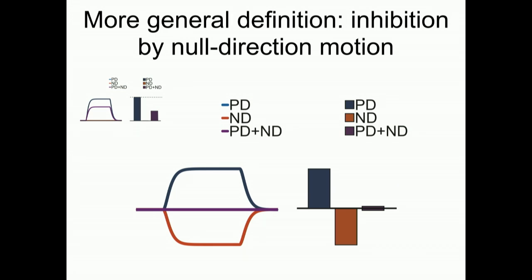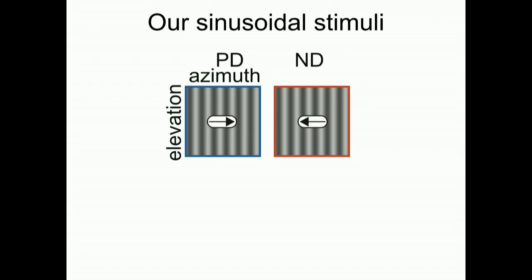So here would be a more classical opponent response where we have a deflection in one direction in the preferred direction stimuli. We have a decrease in activity for null direction, but when we add the null direction to the preferred direction stimulus, we would get something that would be in between. So these aren't conflicting. In fact, this other definition, that you're suppressing activity when you add in null direction motion, is a more general view of direction opponency.